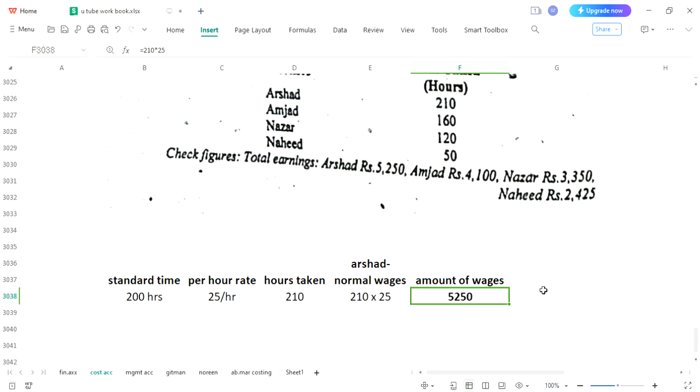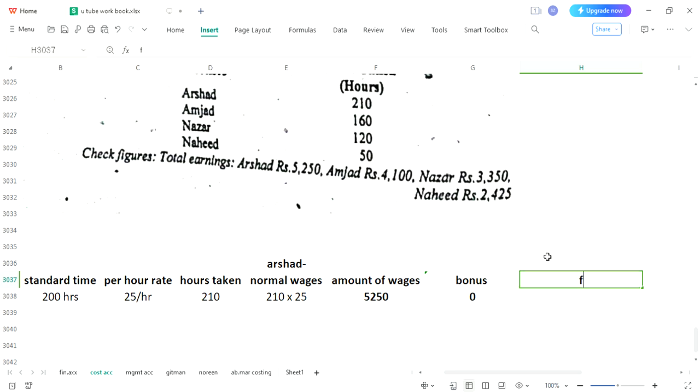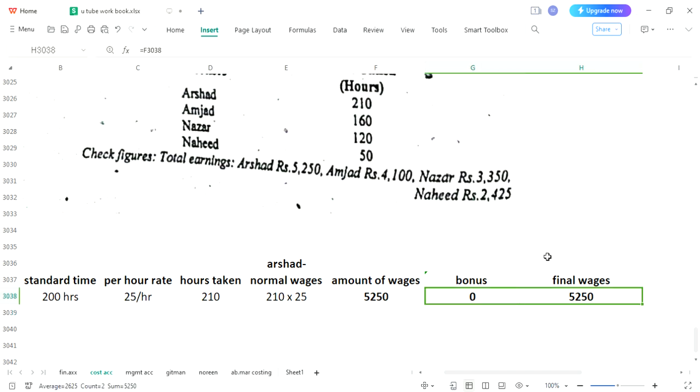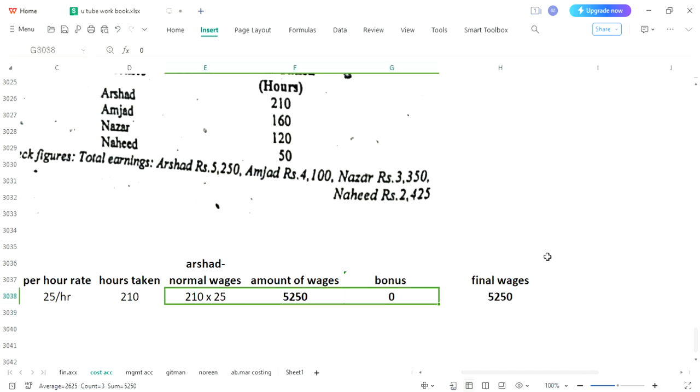And since the amount of bonus is nothing, as there is no saving in time, the final wages was meant to be the normal amount of wages plus bonus. Since bonus is zero, the same amount of wages would be considered as the final amount. So in this way you can see the amount of earning of Arshad is 5250.